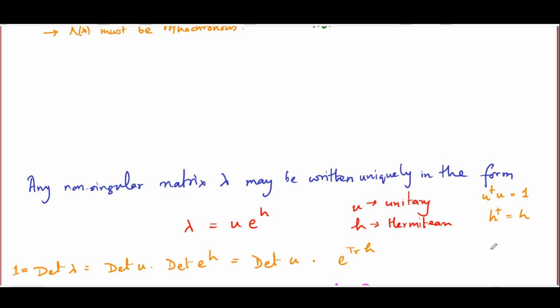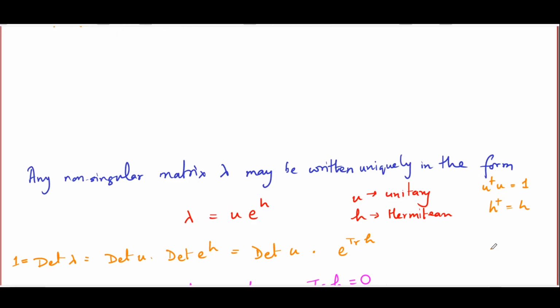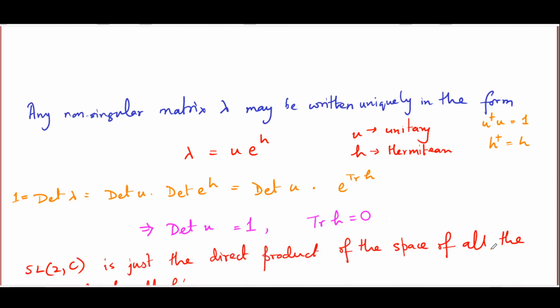Now, the determinant of a unitary matrix has to be a pure phase, a result which follows trivially from the definition u dagger u is equal to identity, just by taking determinants of both sides. So what we have here is e to the power trace of h, which is a purely real number, times a pure phase, and it has to be 1. This immediately tells us that the determinant of u has to be 1 and e to the power trace of h also has to be 1, which means trace of h has to be 0.